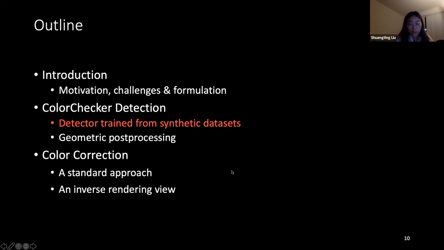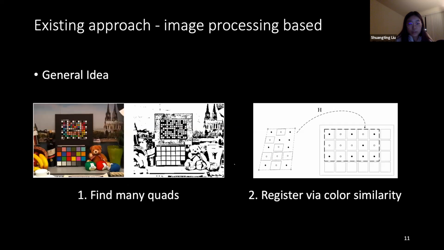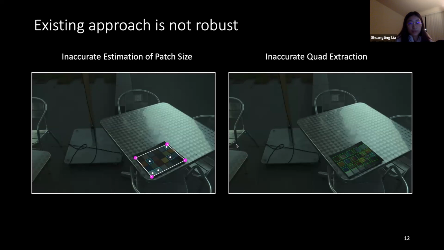And then I will talk about the color checker detection part. We are doing this part because we want to localize the color patches on the color checker. Some existing approaches use traditional image processing based methods. The general idea is that we first find as many quadrilaterals as possible and then register them by color similarity. But the problem with the existing method is that it's not robust.